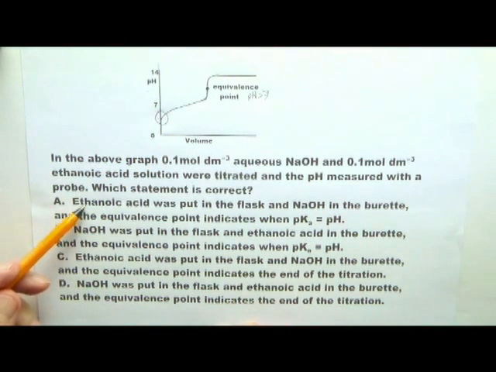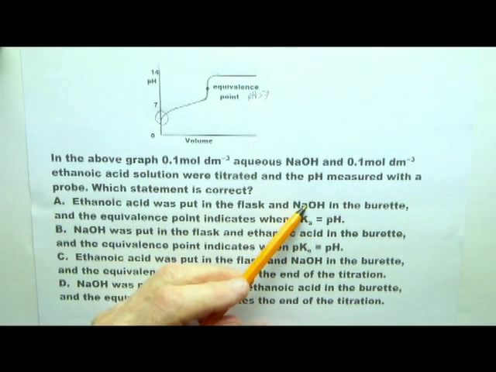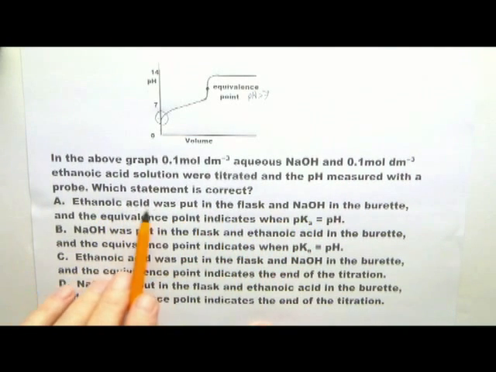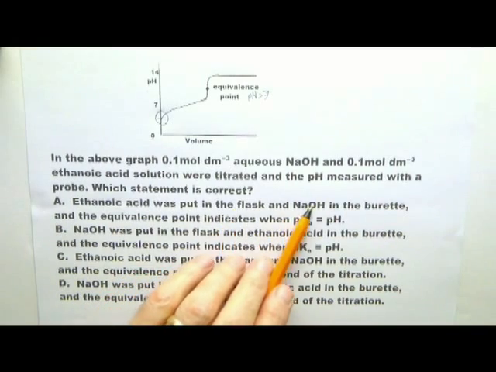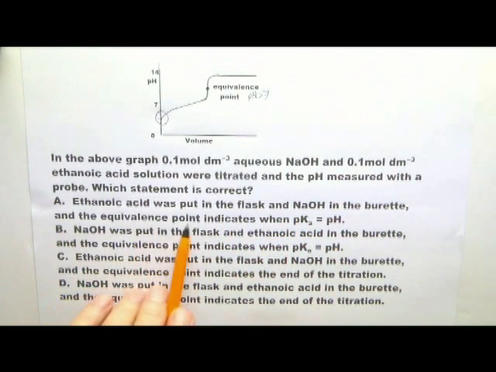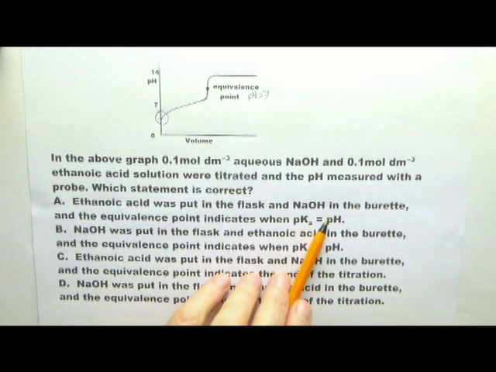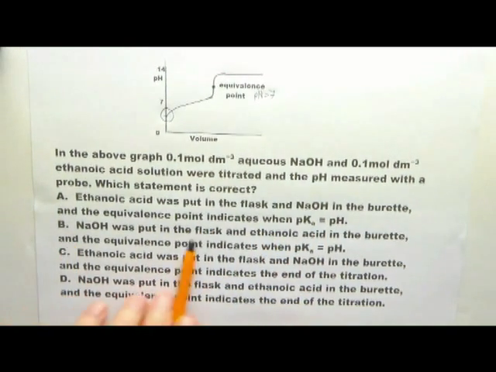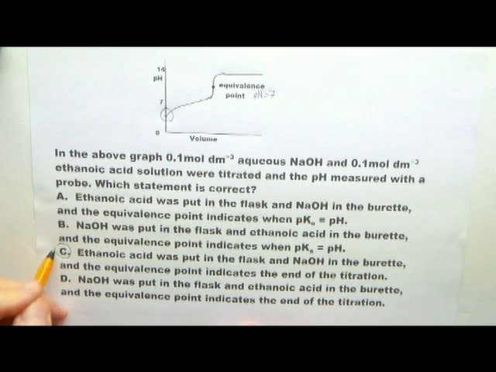Ethanoic acid, that's a weak acid. Strong base, sodium hydroxide. Okay, so that first half of that sentence is correct. Ethanoic acid put in the flask and sodium hydroxide in the burette. Now there's this thing here. This is not true. The equivalence point indicates when pKa equals pH. I'll discuss that in a few minutes, but that is not true. Ethanoic acid put in the flask, yes. Sodium hydroxide in the burette. And the equivalence point indicates the end of the titration. Yes, that is true. Sodium hydroxide put in the flask, no.